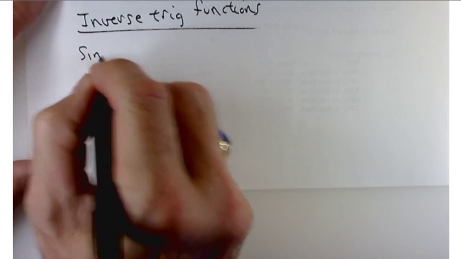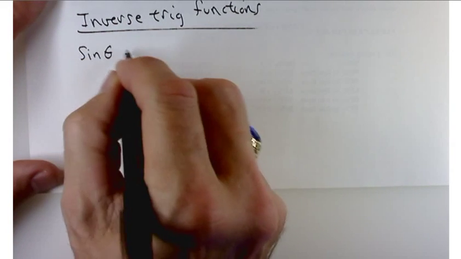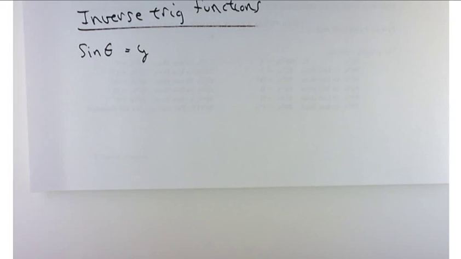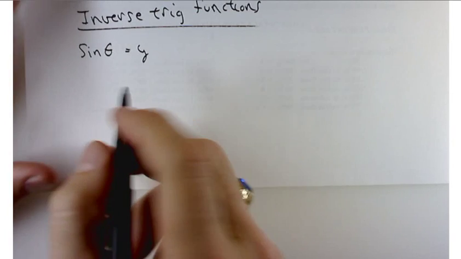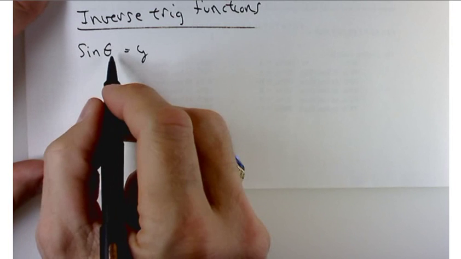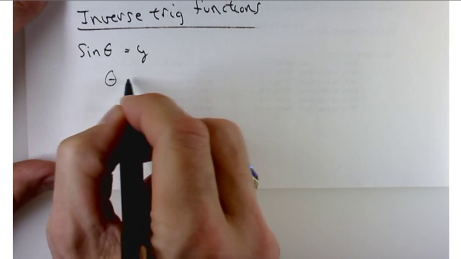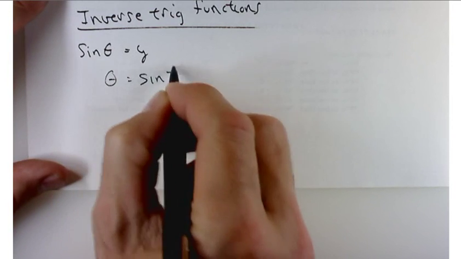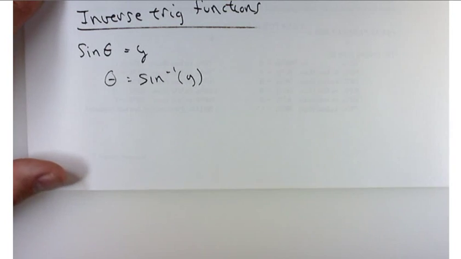So just like our other functions, trig functions have inverses. And by inverses, I am not counting the reciprocals. The inverse of the sine is not the cosecant. So if I wanted to solve for theta, I get theta equals sine negative 1 of y.